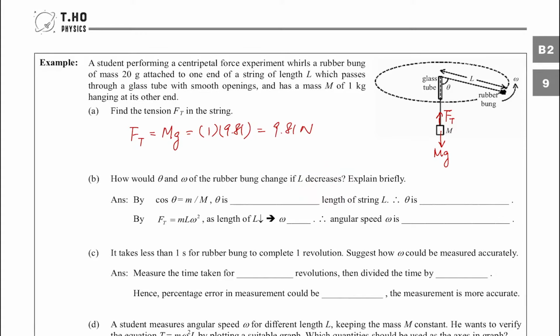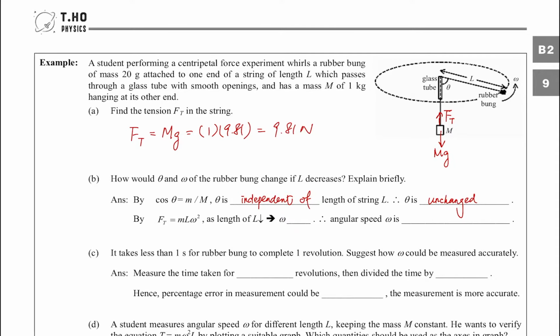Part B, how would theta and omega of the rubber band change if L decreases? That means if I use a shorter section of the string, I let the string shrink inside. What happens then to the angle and omega? First of all, we have an equation governing the angle: cosine theta is equal to small m divided by big M. So there is nothing to do with the length of string L. So theta is independent of L.